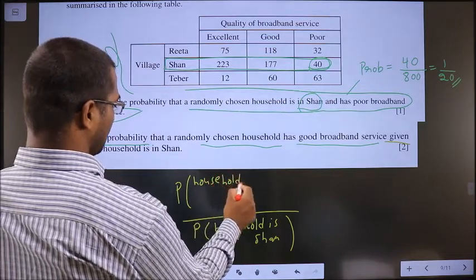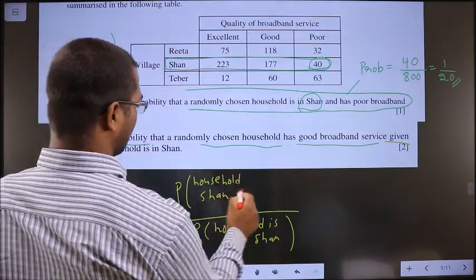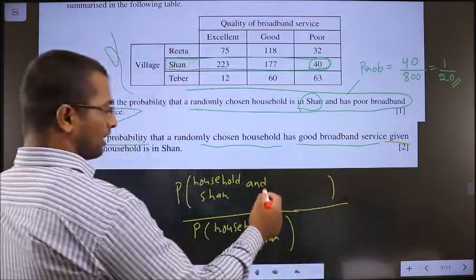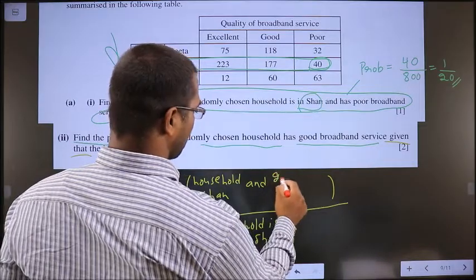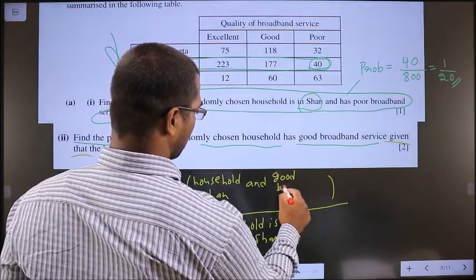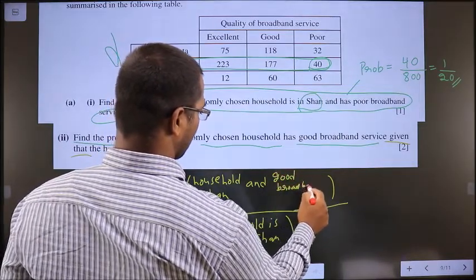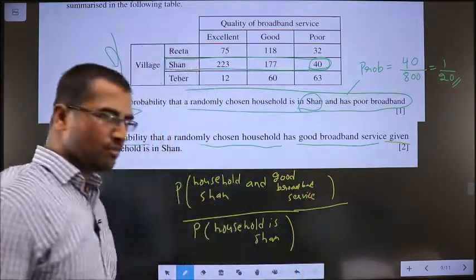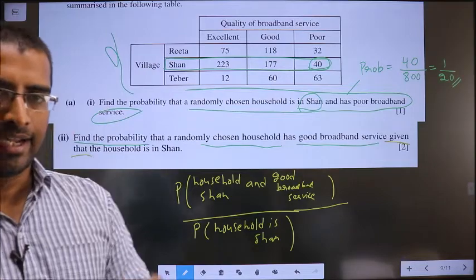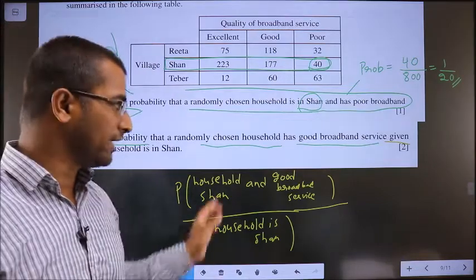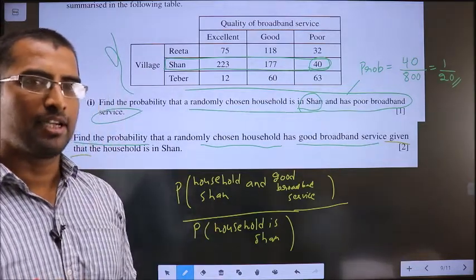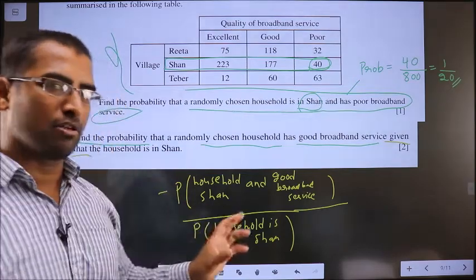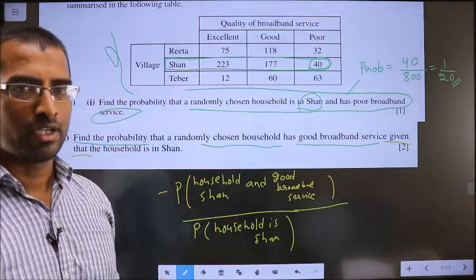Household is in Shan and the statement before "given that". What is that? Good broadband service. Whenever you come across "given that", it comes under conditional probability, so frame it this way. After "given that", whatever statement is there goes in the denominator, and the numerator is a mixture of both. Okay.